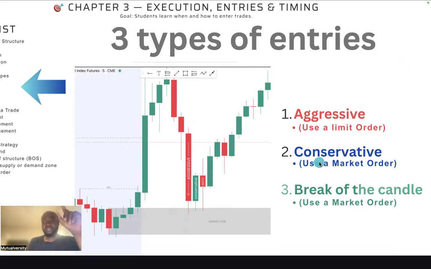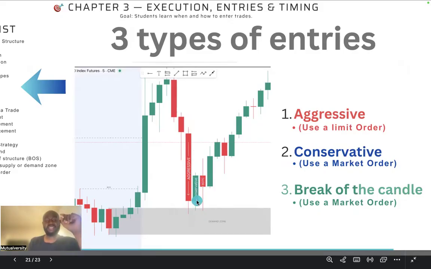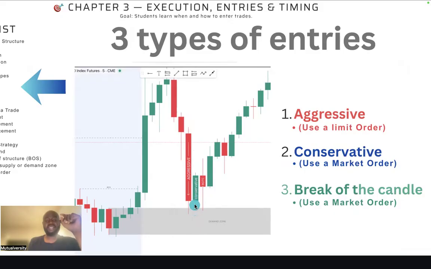Now, what's the conservative entry? It's when you wait for the aggressive candle to tap the zone, then you wait for a new candle to close outside of the zone, not inside of the zone, but outside. So this candle started here, came into the zone, and closed outside of the zone. And that confirmed the conservative entry. At that point, you just press market, press buy, and enter that position.